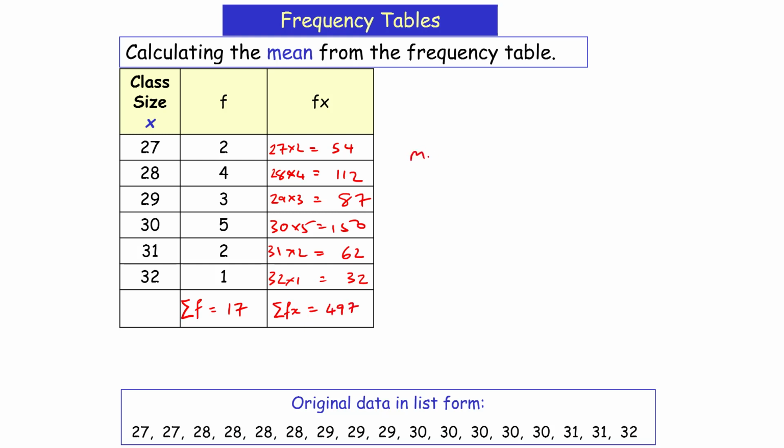Now the mean is the sum of all the numbers, so the sum of F times X divided by the sum of the frequency. So that's going to be 497 divided by 17. I want you to have a go on your calculator just to make sure you can get the same answer as me. And you should get 29.2. That's our mean. Okay, so I want you to hit pause, complete your table. When you're ready, hit play again, and we move on to the next exercise.